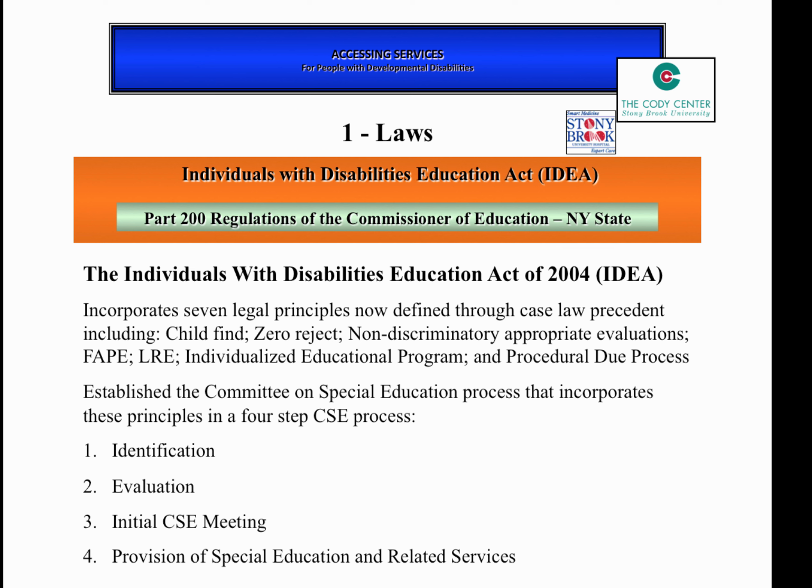At all times throughout this 4-step CSE process, when these principles are being implemented as dictated by IDEA and the Part 200 regulations, the procedural due process rights of the family are in play. And at any point in this process, they can claim a violation of those due process rights and pursue remedies against the school district if they feel those rights have been violated.